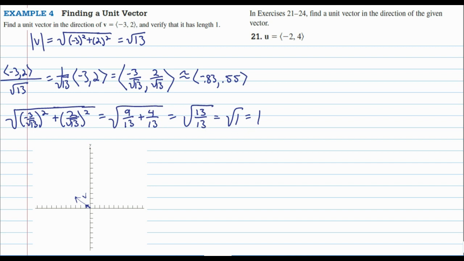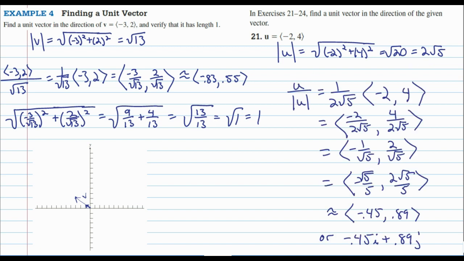Now try problem number 21, which asks us to find a unit vector in the direction of the given vector, negative 2 comma 4. I'm going to find the magnitude first, and I get 2 square root 5. So now I need to take that magnitude and multiply the vector u by its reciprocal. So I found that the unit vector would equal negative 1 over square root 5 comma 2 over square root 5, or rationalizing the denominator would be this.